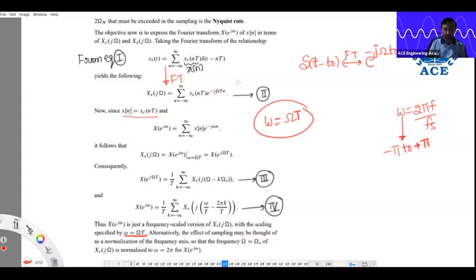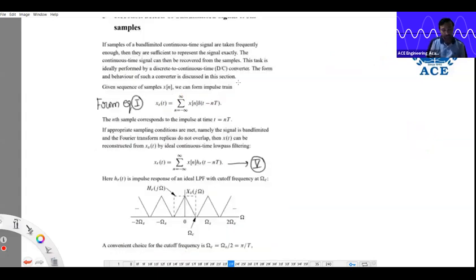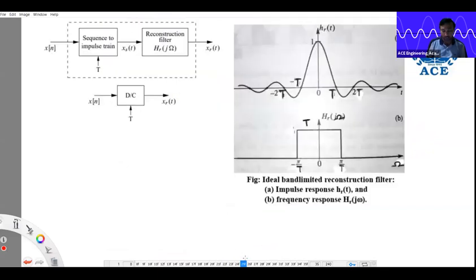Then how to reconstruct the samples? We used an ideal filter, or not? We used an ideal filter there. This dotted version is an ideal filter. So if you take the ideal reconstruction filter as a rectangular spectrum, what is the time domain function nature, sir? Once you take the inverse Fourier transform, it looks like a sinc function.